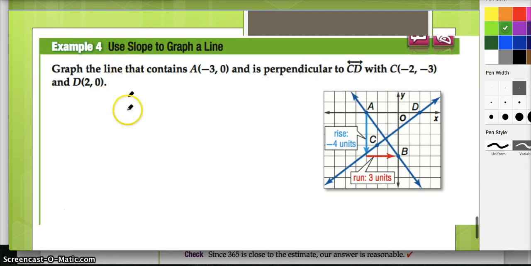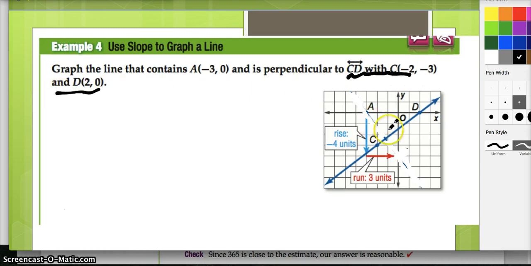But let's go ahead and get through this example. We're going to graph the line that contains this point, A, which is at -3, 0, and is perpendicular to CD, where C is -2, -3, and D is 2, 0. So I actually kind of copied the answer here, so I'm going to just talk about how we would get that answer. Well, first of all, it's really clear that we can graph CD, right? So we would find the points for CD. C is here at -2, -3, and D is here at 2, 0. Draw that line. Then locate the point for -3, 0.